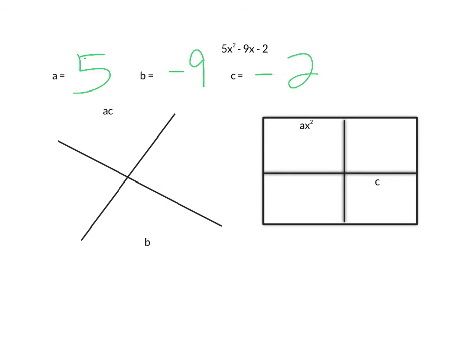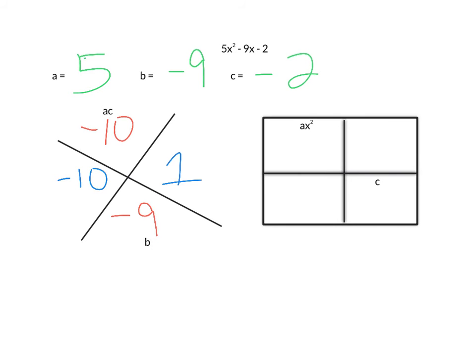Now I can go to my x and start off filling out the top part by multiplying together a and c. 5 times negative 2 is negative 10. And I can fill out my bottom part of the x, b, with the value negative 9. Now I want to find numbers that multiply to negative 10 and add to negative 9. Since I have negative 10, I know one of my numbers has to be negative. In this case, after trying several pairs, I found out that negative 10 times positive 1 multiplies to negative 10 and adds to negative 9.